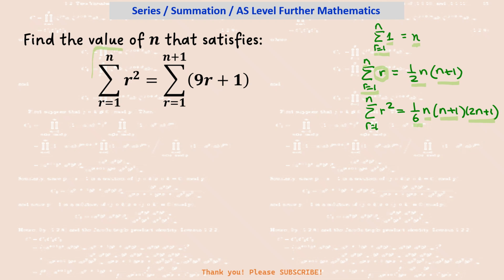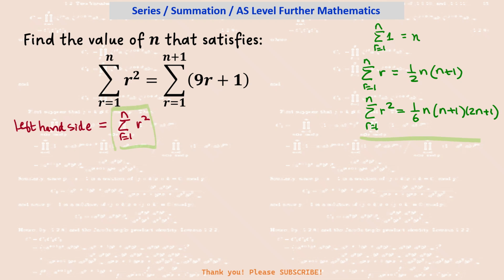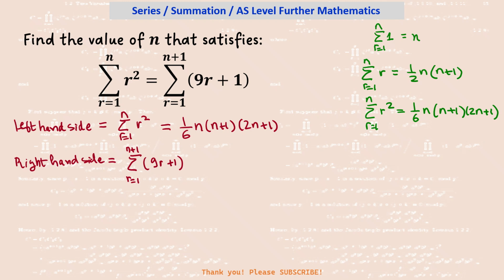And in this case we are going to write down what the left hand side is, and this is the right hand side. We will find what the left hand side is, what the right hand side is, and then equate the two. So the left hand side of course is very easy, the sum of r squared, which is this formula. So the answer is going to be 1/6 n times n plus 1 times 2n plus 1. And for the right hand side we need to do a little bit of work here.